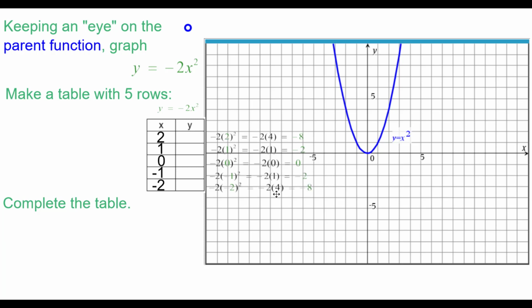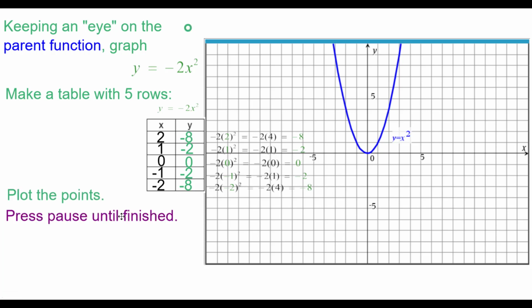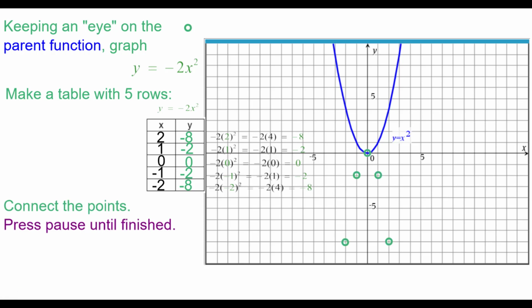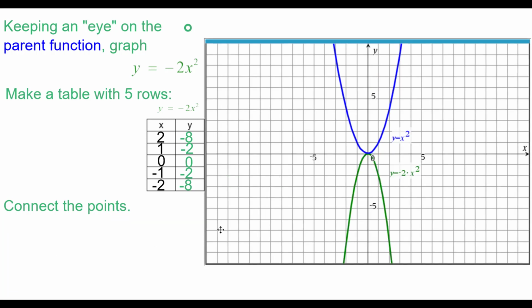Here's how we calculated those values. Press pause if you needed to check any of them. And then place them in the table. Go ahead and plot these points. Press pause until you're finished. Here are those 5 points plotted. Go ahead and connect them, and again press pause. And here is the graph of y equals -2 times x squared.